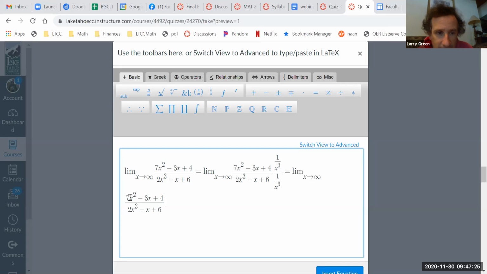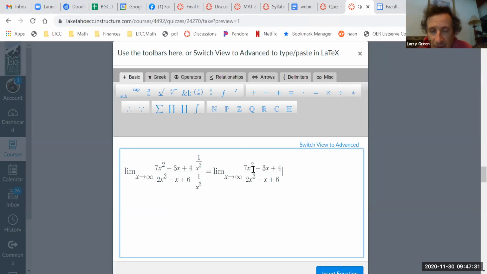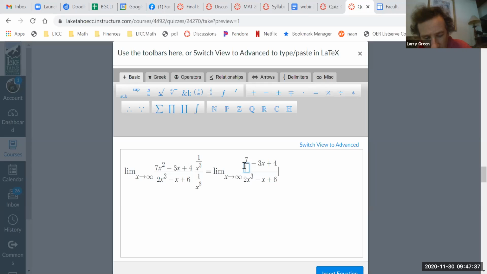And when we do that, if you have 7x squared over x cubed, that's 7 over x. 3x over x cubed is 3 over x squared. And then we get 4 over x cubed. Then we have 2x cubed over x cubed, which is just 2. And then x over x cubed is going to be 1 over x squared. And then 6 over x cubed is 6 over x cubed.